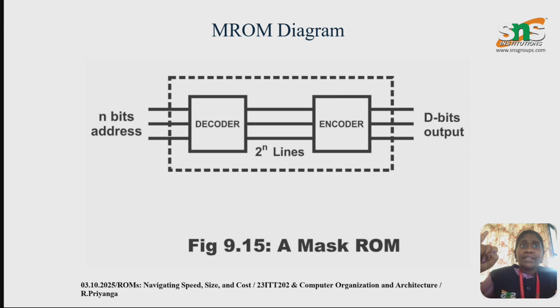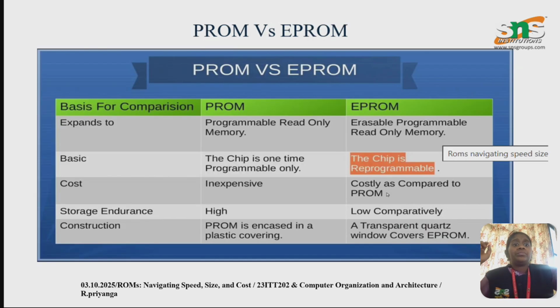We give the n-bit address to the ROM and the decoder activates exactly one of the 2^n word lines. The active line selects a pre-wired bit pattern. The encoder or output logic sends this pattern to the D-bit output. The data sent out is permanent and cannot be changed.